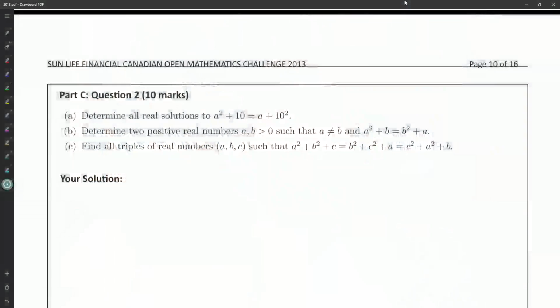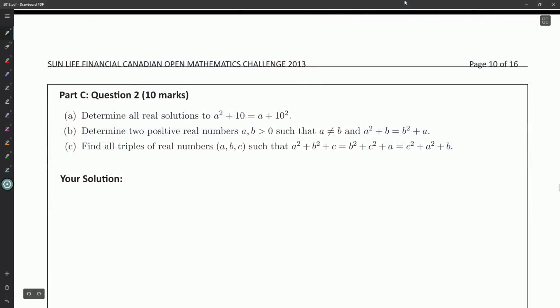Hello, ladies and gentlemen. Root Beer here, and we're going to continue our look at the 2013 Open Contest. This time we're up to question C2. So, still a question. We have to explain everything. We got three parts here to C2, and what have we got going on?